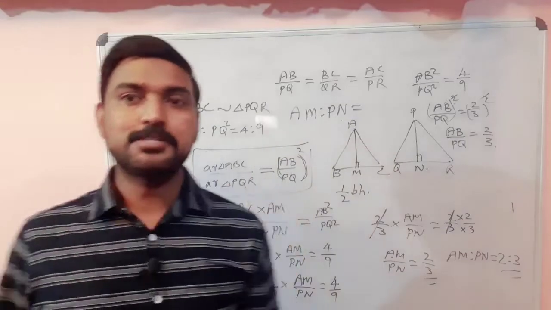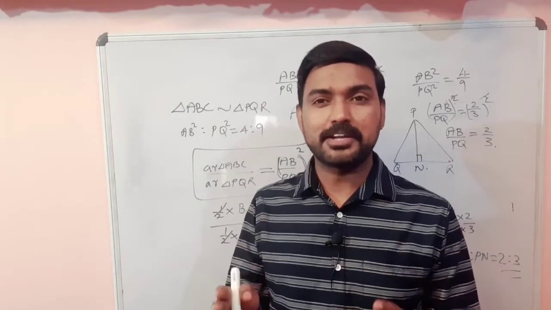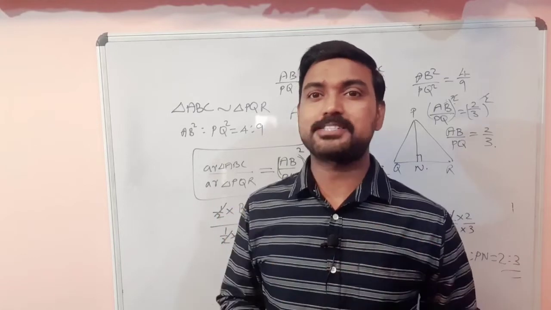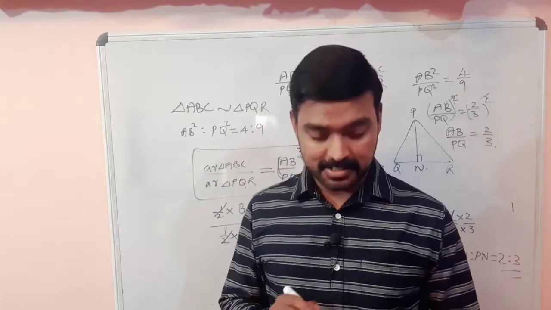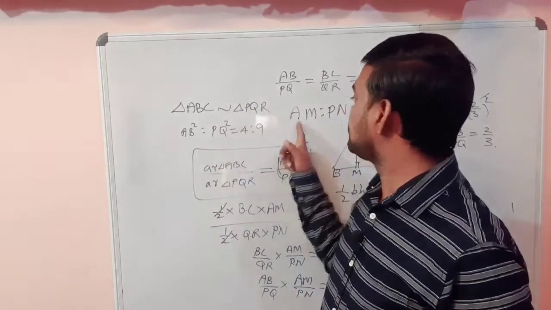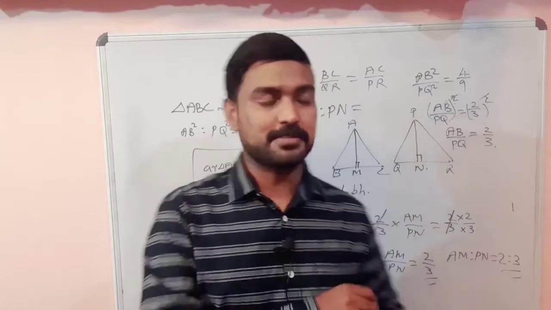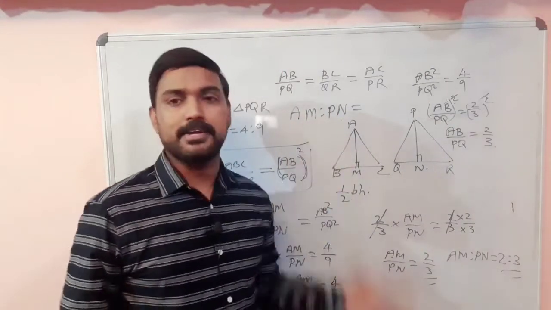So my dear students, don't worry about this question. Once again you can watch this, it will be so clear for you. First we have to understand the question. The question was related to the altitudes of two triangles, AM is to PN. So what is to be found from the question? It can be selected at first. So we wrote AM is to PN.